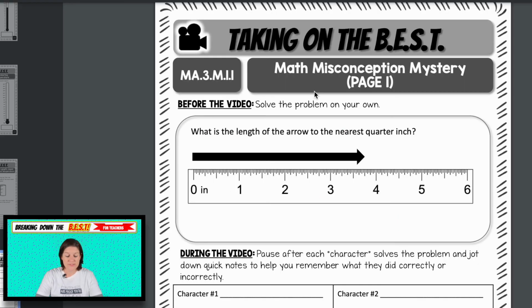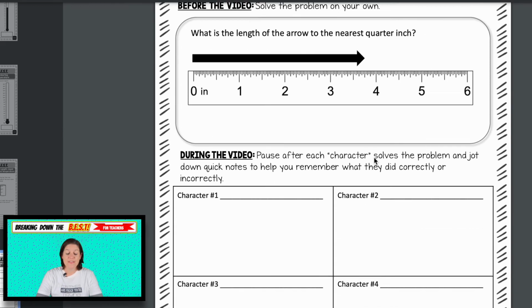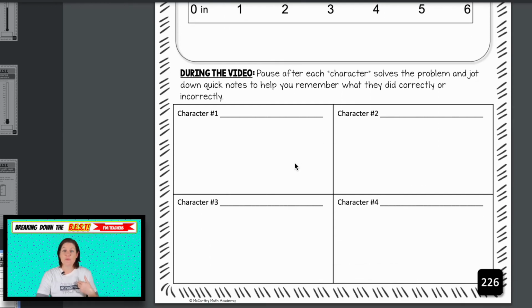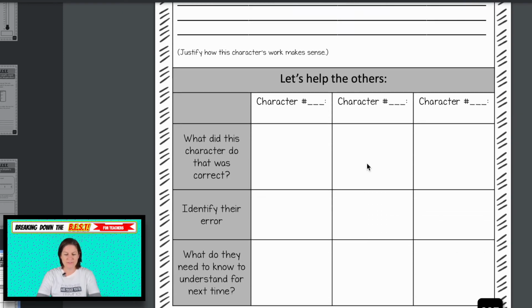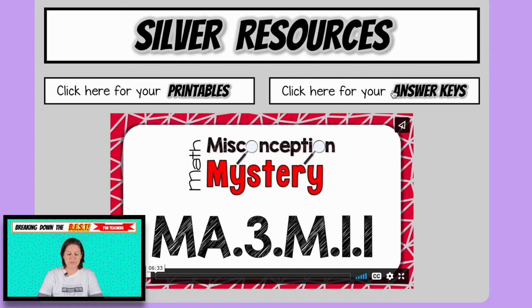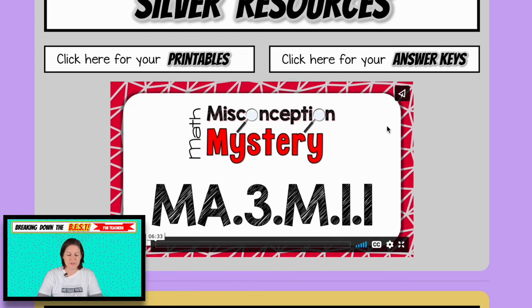the entire process. I'll mention that students will solve this problem on their own to the nearest quarter of an inch, and then they will watch as 4 characters, which are really just me dressed up in silly costumes, solve that same problem, 3 of them making a mistake that students commonly make, and only 1 of them has the correct answer. Then they'll fill out their detective report right there. Okay, and then you have, of course, all of your answer keys right there for your silver membership.